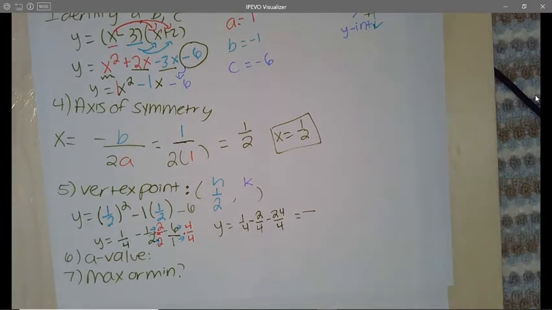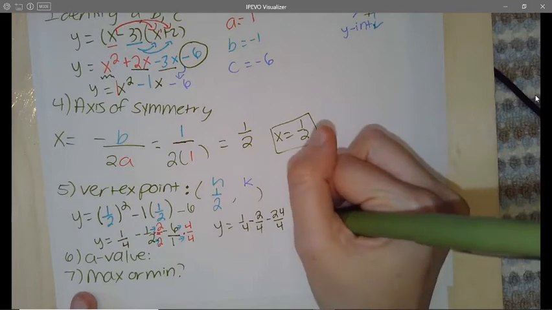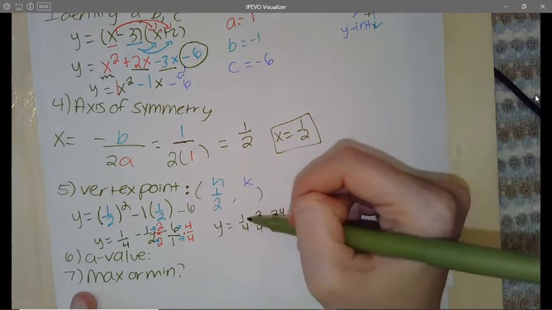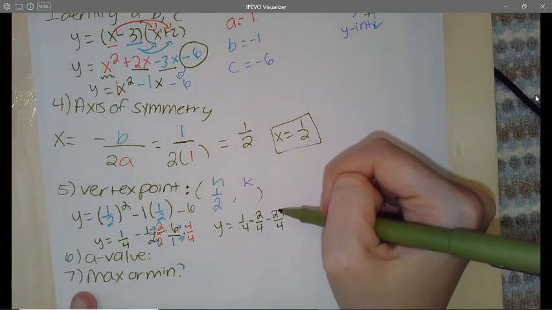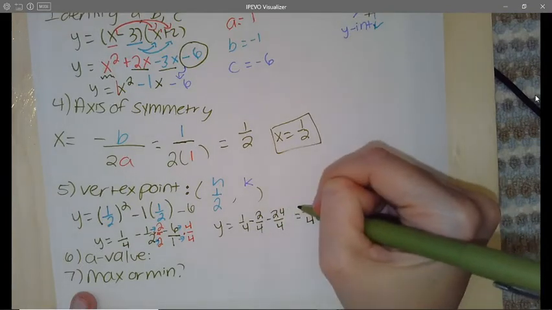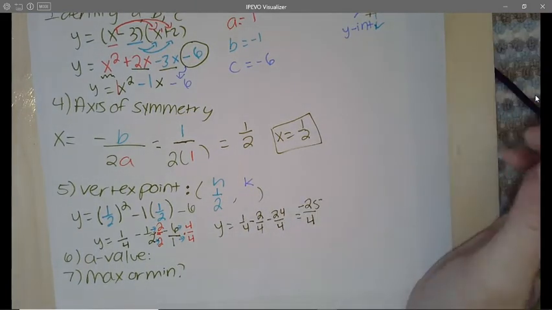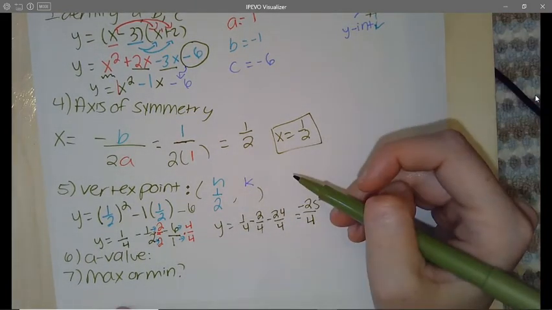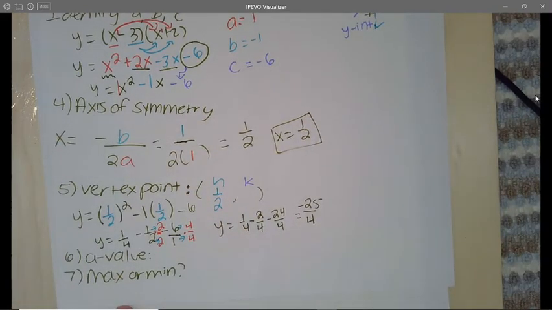Okay, so remember, whenever you add or subtract fractions, you do not touch the denominator. Leave the common denominator alone. Don't touch it. So my 4 is going to remain as a 4. 1 minus 2 is negative 1. Minus 24 more is negative 25. Look at that. Let me just double check. Yep. So my k value, or my y value, is negative 25 over 4.